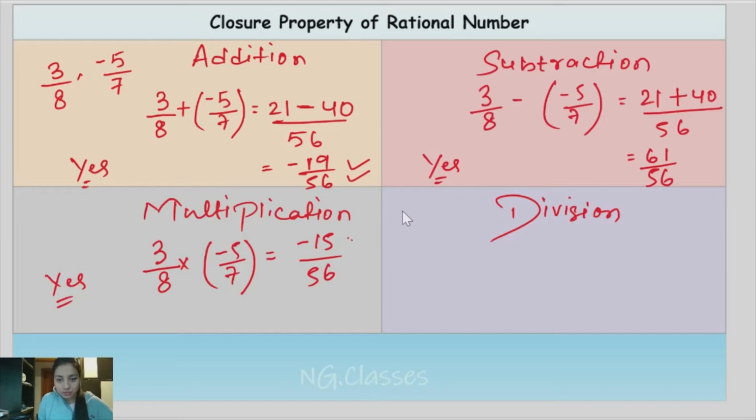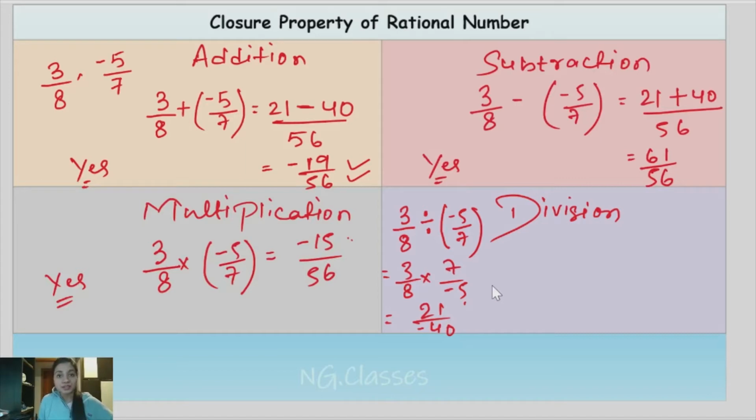Now let's do it for division. 3 by 8 divided by minus 5 by 7. Divide it. 3 by 8 into 7 by minus 5 and we will get 21 by minus 40. So here also we are getting a rational number, but it will not be true for all the cases. Suppose I am taking another pair of rational numbers. The first one 3 by 8 only, like the previous one, and the second one 0. So when we divide it, 3 by 8 divided by 0.